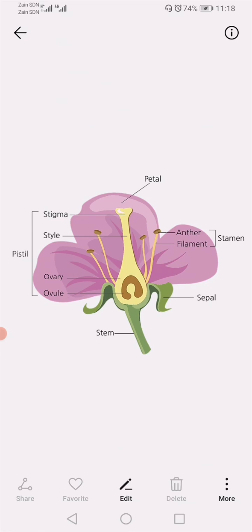So these are the parts of the flower. The male part: anther and filament. The female part: stigma, style, ovary, and ovules. The male part is called the stamen, and the female part is called the carpel. We have the petal and we have the sepal. These are the main parts of the flower.